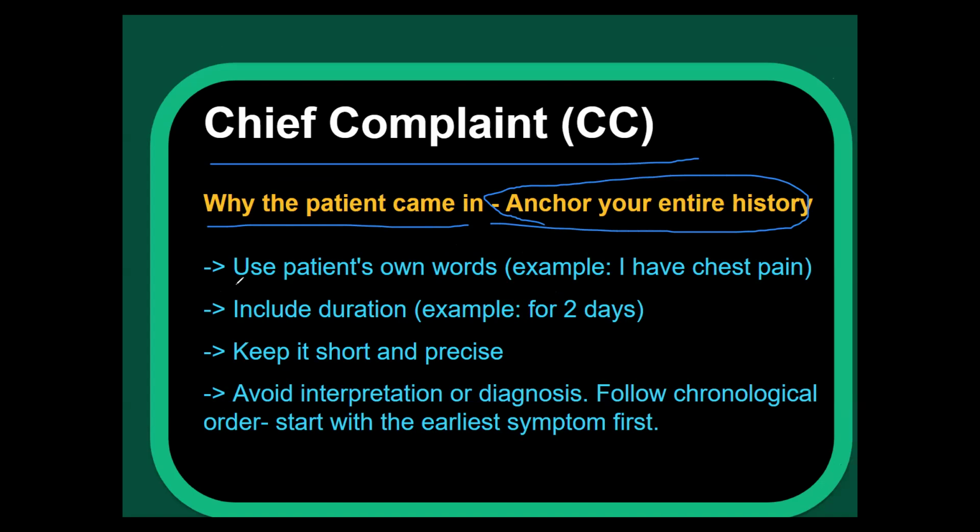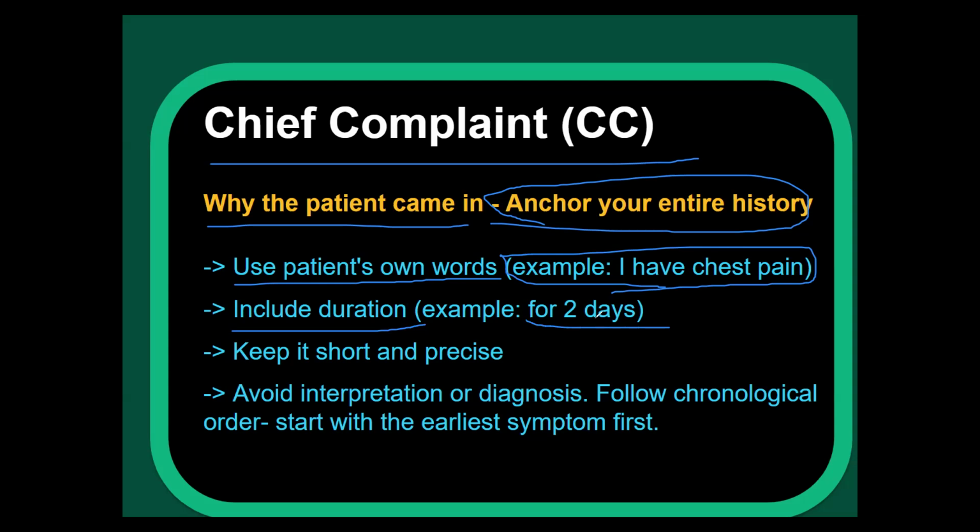In chief complaint, the rule is that you use the patient's own words. I have chest pain, and then you follow that up. So chest pain, ask how long has it been going on? 2 days. I also have a cough. How long? 3 days. Okay, so the cough started first, explore the cough, then the chest pain. Keep the chief complaint short and precise. Ask about chief complaint and the duration. If there are multiple chief complaints, then go chronologically. Start with the one that started first and then come to the one that started now.